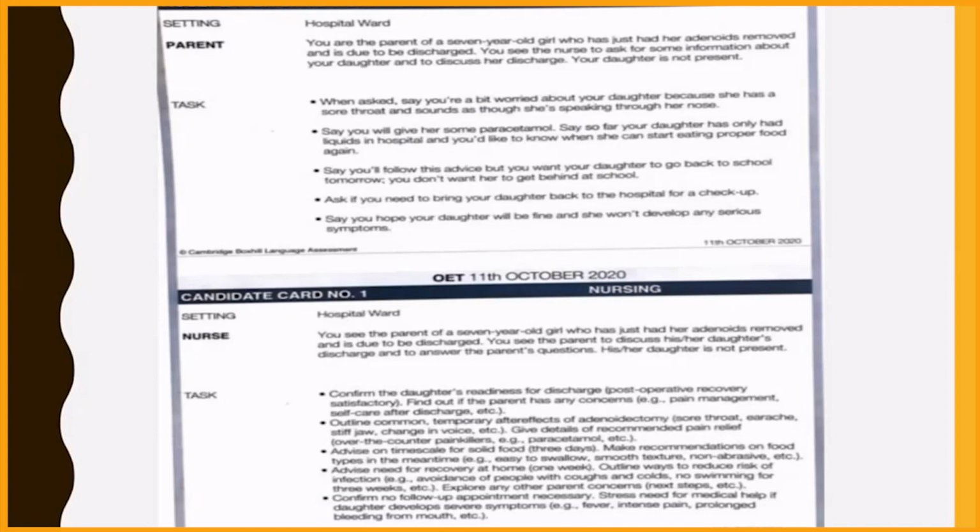Next is find out if the patient has any concerns regarding her daughter's pain management or self-care after the discharge, isn't it? So it's good if you build up a sentence. If you want, is ready for discharge. See, again, I'm going to read the bullet points, okay? As her post-operative recovery is quite satisfactory. See how I've built it up. This is how you need to build up the bullet points and the sentences, okay?